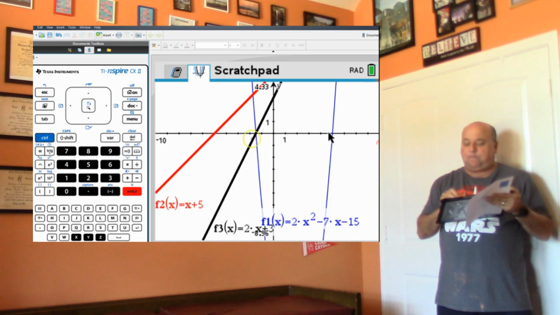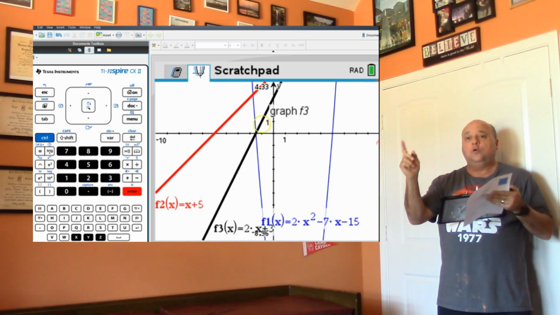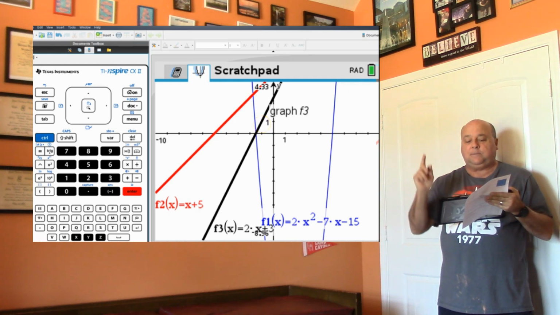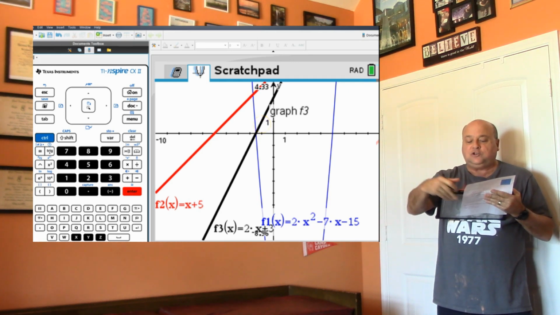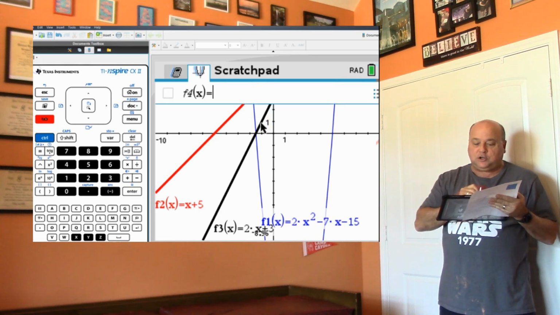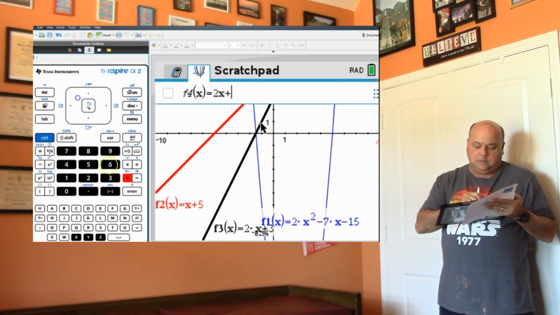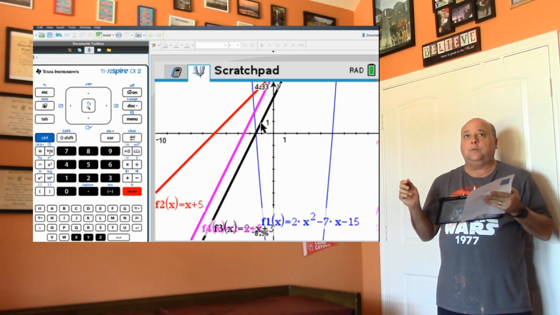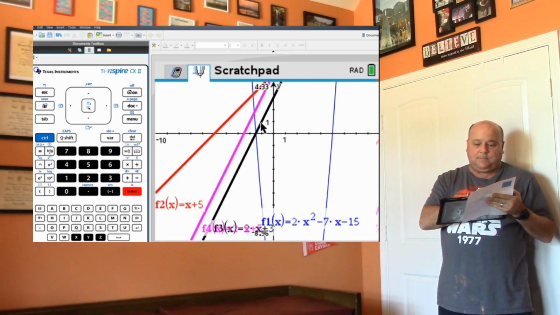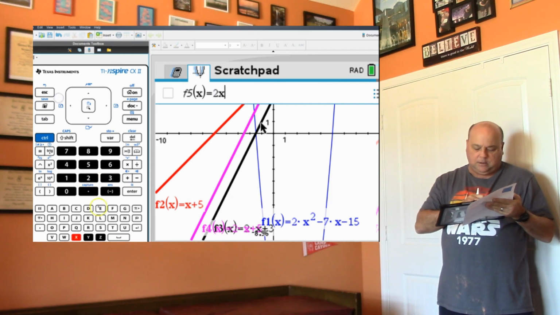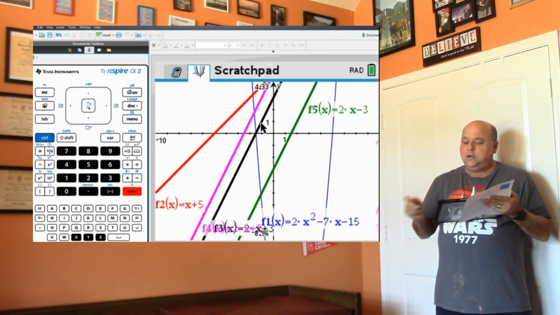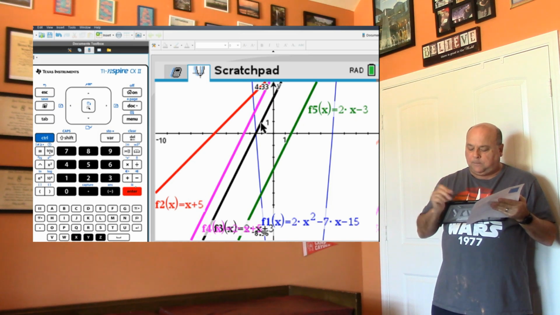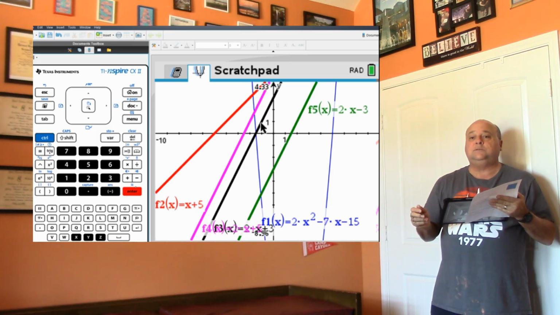Do you notice how the black line goes to the parabola right at the x-intercept? Just to show you, let's graph D. So tab, 2x plus 5. Do y'all see how the line does not go through the parabola at the x-intercept? Hit tab again, and 2x minus 3. Notice the only one that worked was the black line, which was choice B.